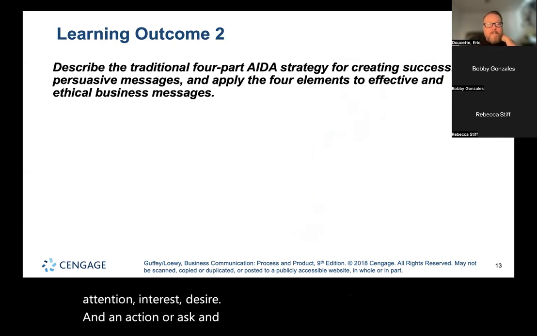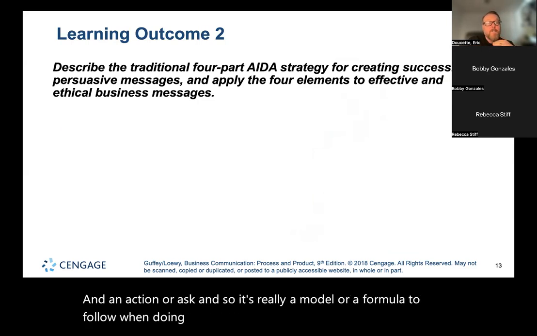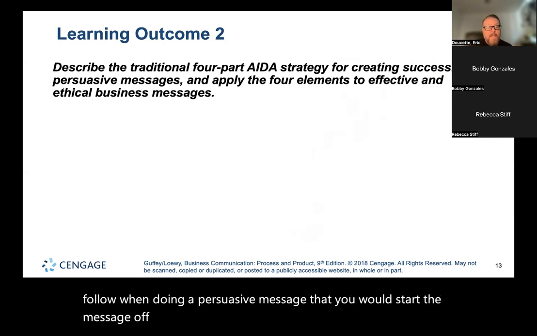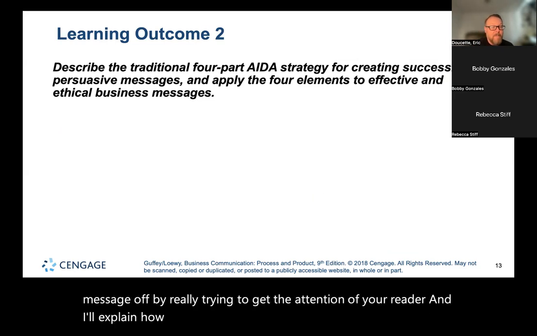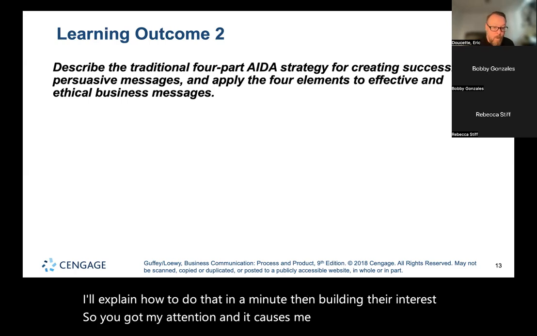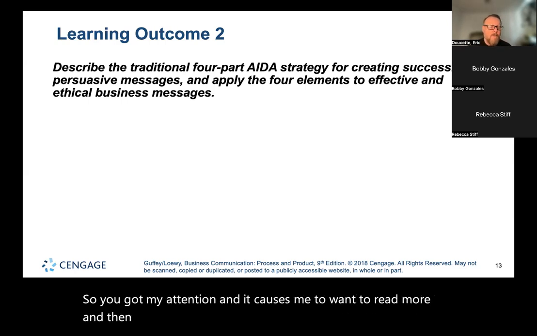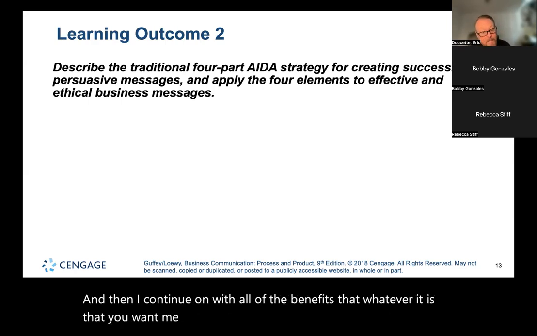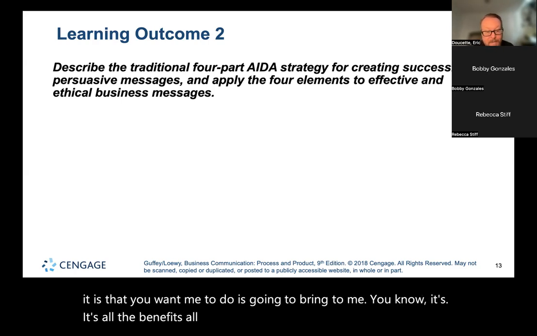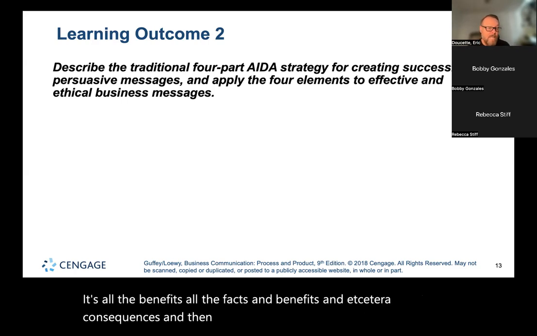And so it's really a model or a formula to follow when doing a persuasive message, that you would start the message off by really trying to get the attention of your reader. And I'll explain how to do that in a minute. Then building their interest. So you got my attention and it causes me to want to read more. And then I continue on with all of the benefits that whatever it is that you want me to do is going to bring to me. It's all the facts and benefits and consequences.